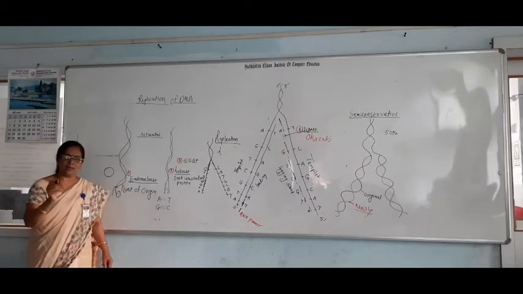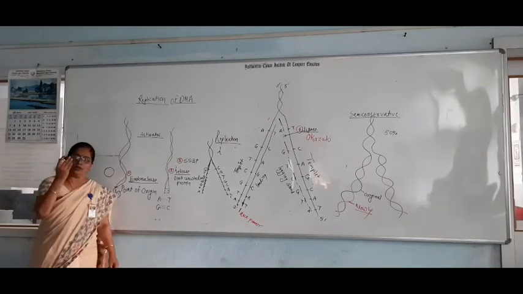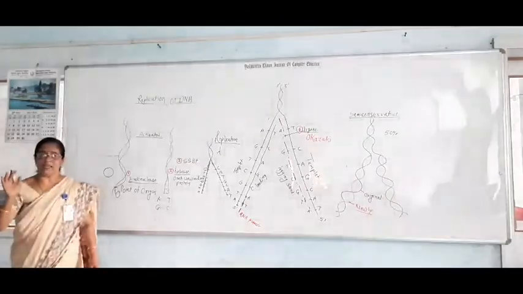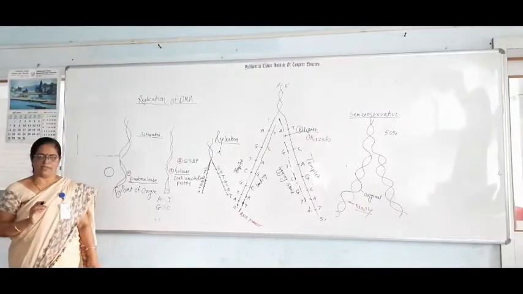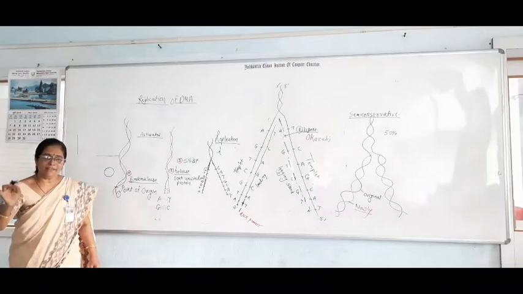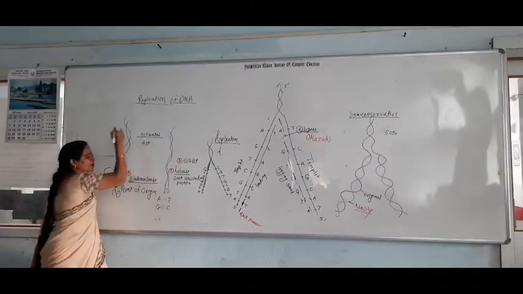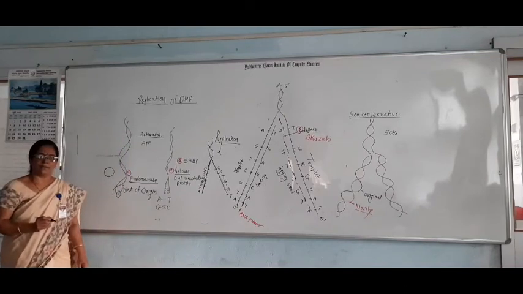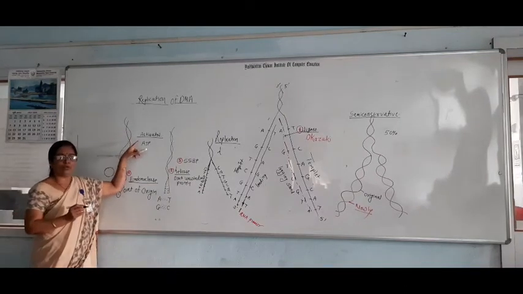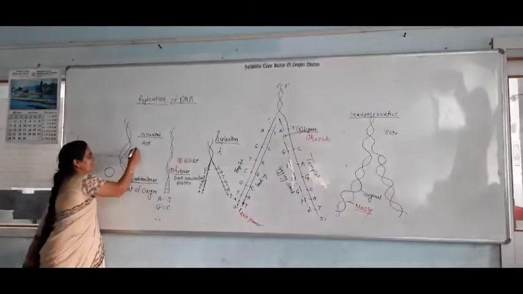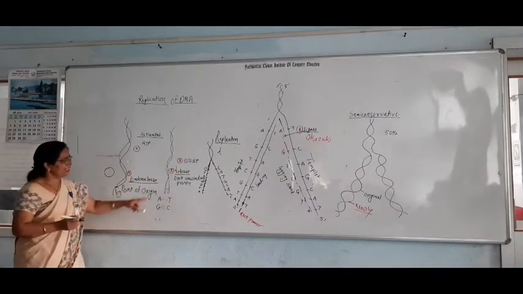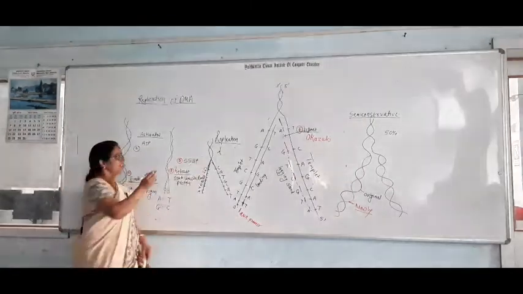Activated nucleotides are produced in the cell. The nucleotides are present, but they are in an inactive form. They are activated by the addition of ATP molecules. So the activation of nucleotides is another step. Then which one is next? Replication fork is the third step.